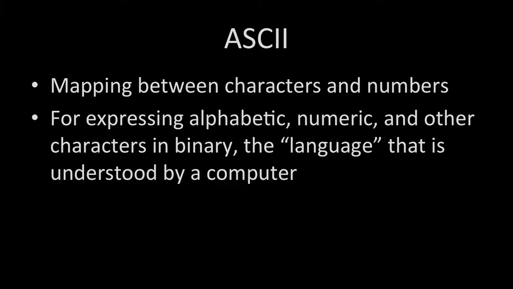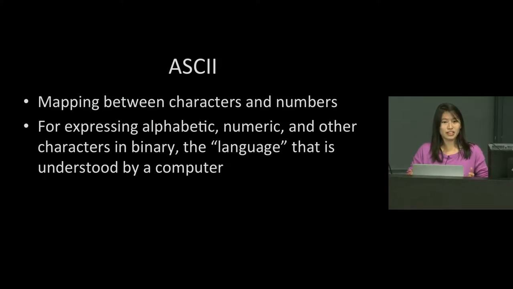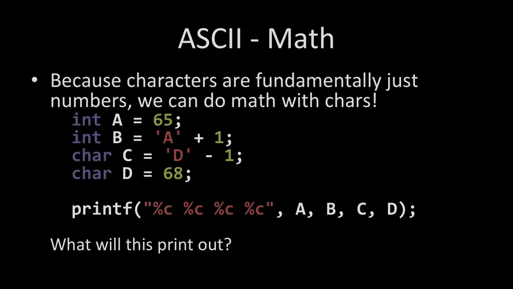Like I said before, everything that goes on under the hood of our computer is done in zeros and ones, or binary. So how do we express, for example, letters or numbers or characters? The answer to that is ASCII. ASCII is a mapping between characters that we would normally see in the English language, like A's, B's, C's, underscores, dashes, and it maps that to an ASCII value, just a number that can be understood by our computer. And just like you can do addition and subtraction with numbers, you can do them with ASCII values.